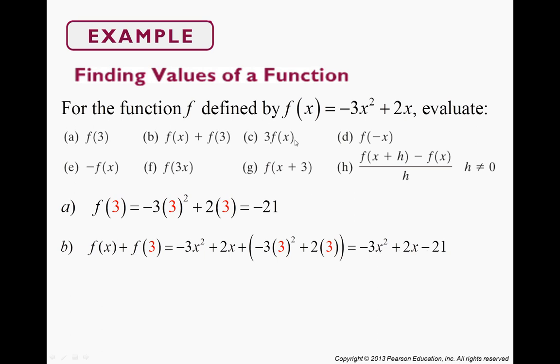All right, for c, I'm going to take my original function, this guy, and I'm going to multiply the entire thing by 3. When I do that, I distribute the 3 out and I get negative 9x squared plus 6x.